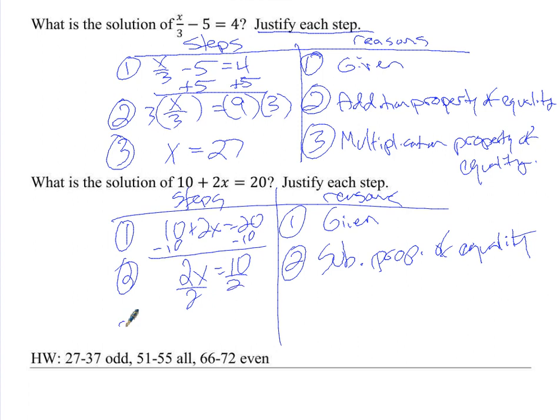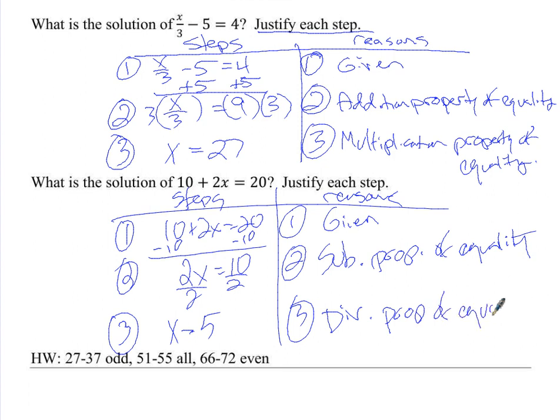Okay, next thing. Divide both sides by 2, and I get step 3, which is x equals 5, and the thing that allowed me to do that is division, div prop of equality. Done. No big deal. That's the whole section.